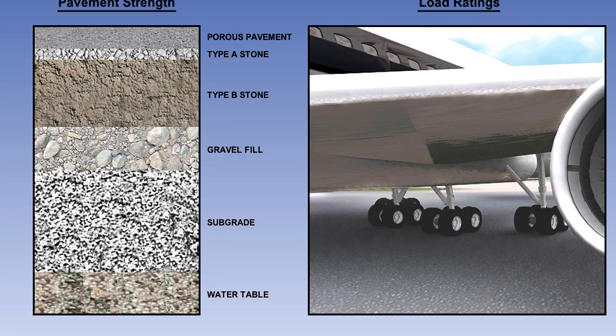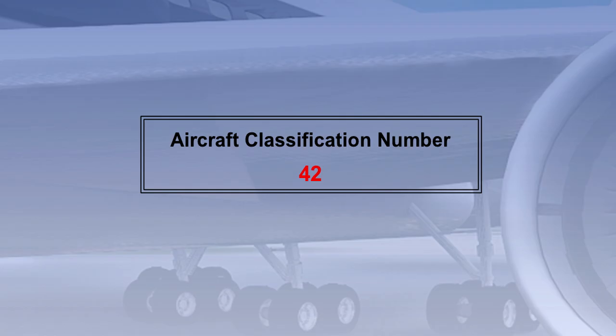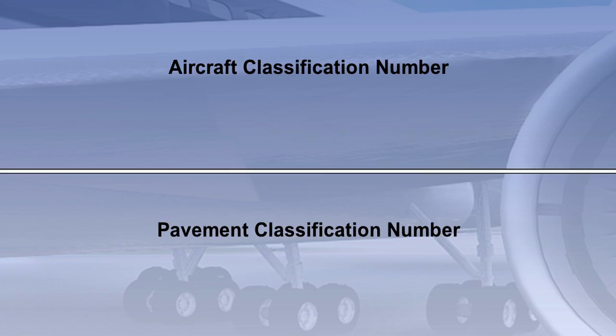The second part of the ICAO system deals with the aeroplane load ratings based upon certain subgrades. The load ratings are called the Aircraft Classification Number, or ACN. The values of the Aircraft Classification Number are given so that they may be compared with the Pavement Classification Number. The simple rule is that the Aircraft Classification Number is not allowed to exceed the Pavement Classification Number for the corresponding type of subgrade surface.